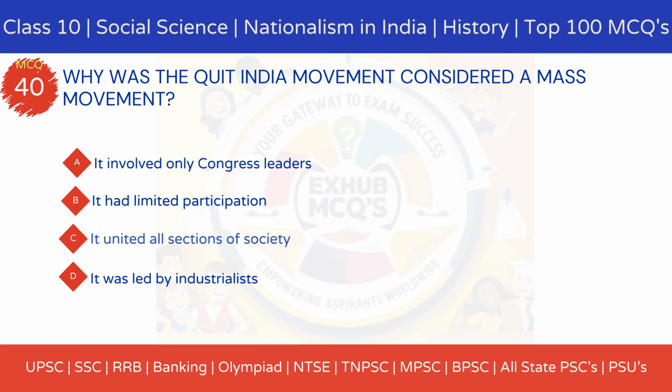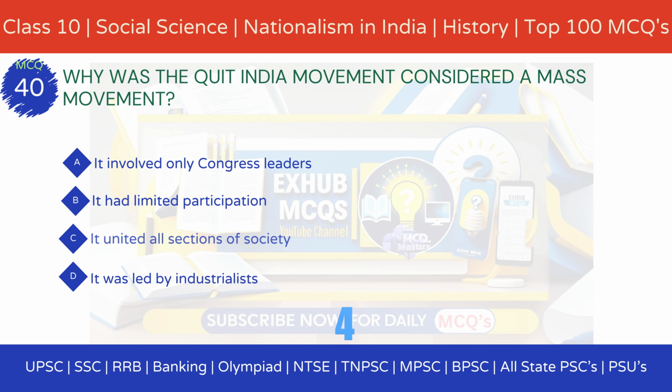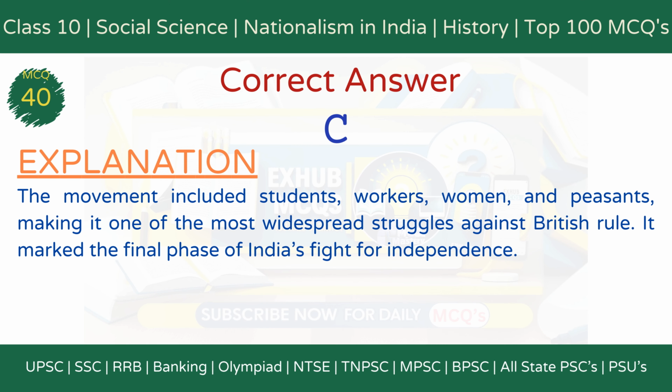MCQ 40. Why was the Quit India movement considered a mass movement? Option A, it involved only Congress leaders. Option B, it had limited participation. Option C, it united all sections of society. Option D, it was led by industrialists. The correct answer is option C, it united all sections of society. Explanation. The movement included students, workers, women, and peasants, making it one of the most widespread struggles against British rule. It marked the final phase of India's fight for independence.